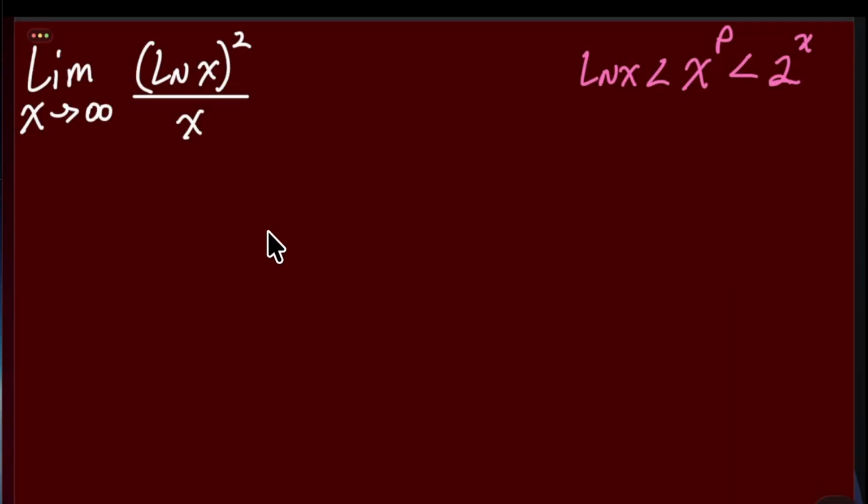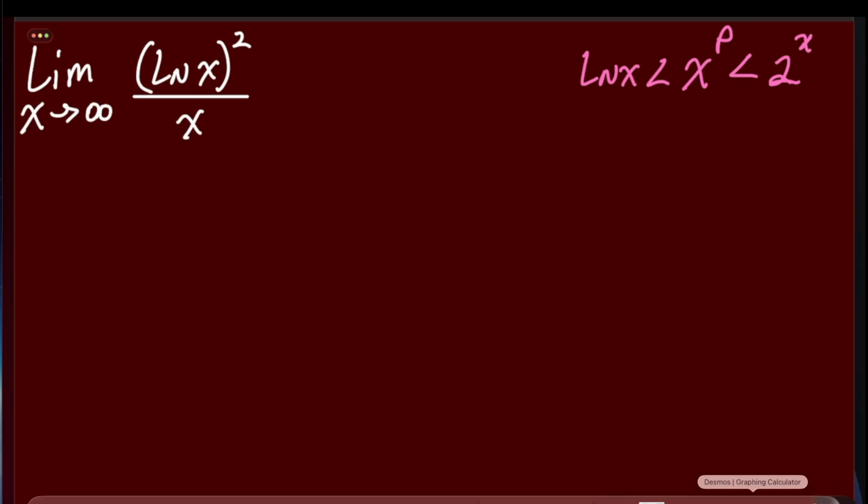On this next limit, we have x going to infinity of natural log of x squared over x. So if we come to our list here, we see that the natural log of x is slower, and that's even true if you take it to the second power.